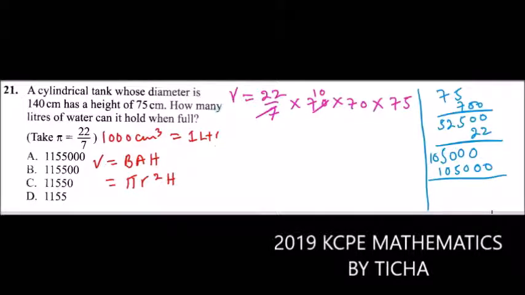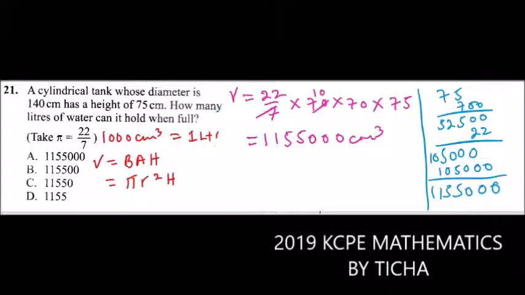We add this and then we get 0, 0, 0, 5, 5, 1, and 1. This means that our volume, which we had here, is 1, 1, 5, 5, 0, 0, 0. This is centimeter cube.